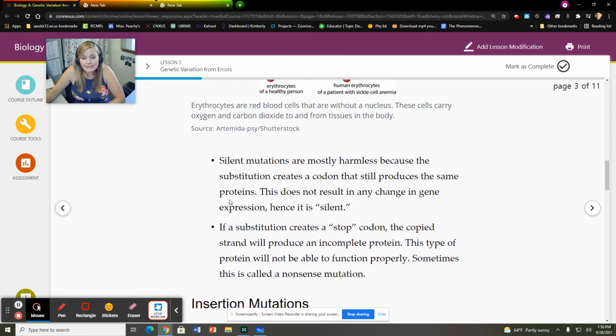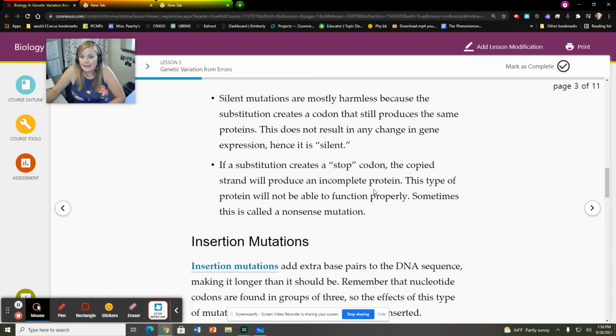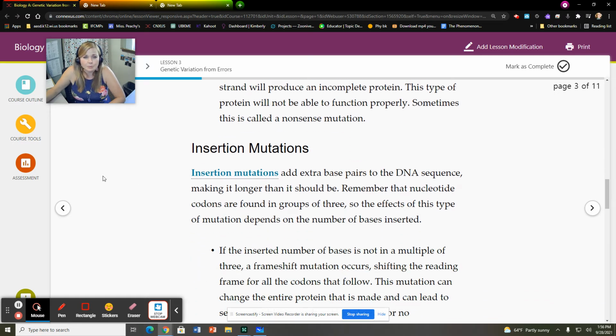Silent mutations or neutral mutations are harmless because the substitution creates a codon that still produces the same protein. If the substitution creates a stop codon, the copied strand will produce an incomplete protein. This type of protein will not function properly, and sometimes it's called a nonsense mutation. There are multiple scenarios, but the bottom line is if you substitute the wrong thing in, it could have a negative effect, could have no effect, and very possibly it could have a positive effect. It's rarely possible, but it does happen.